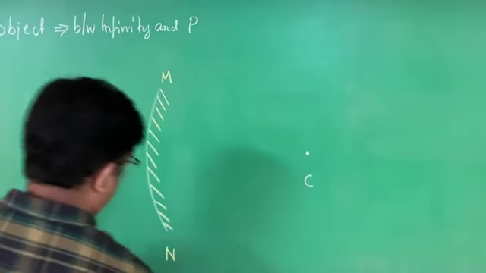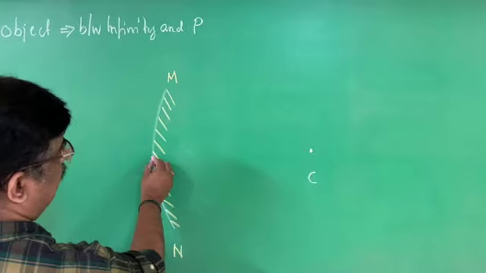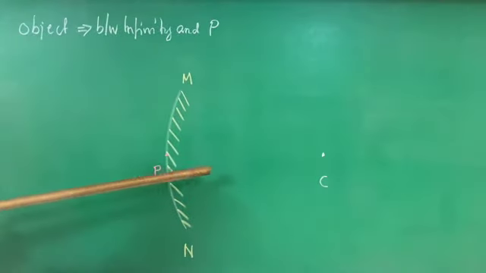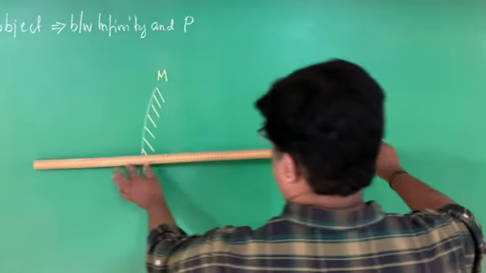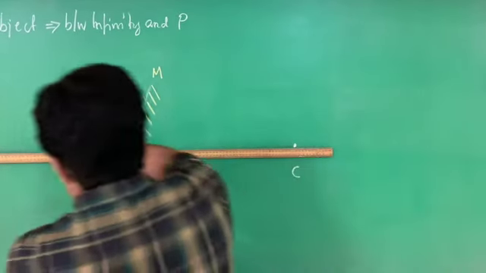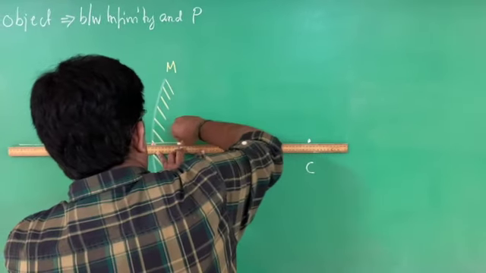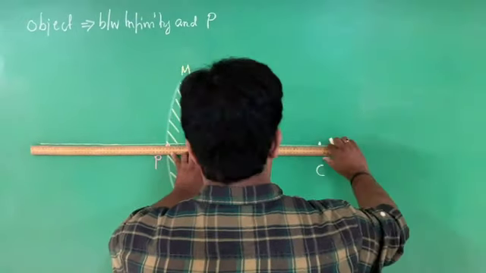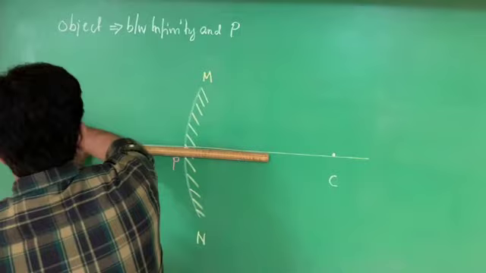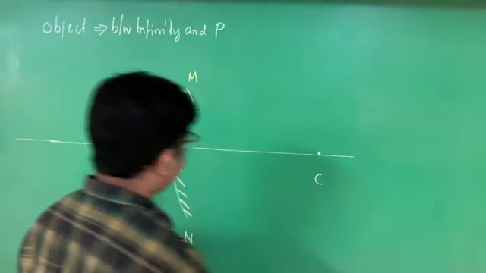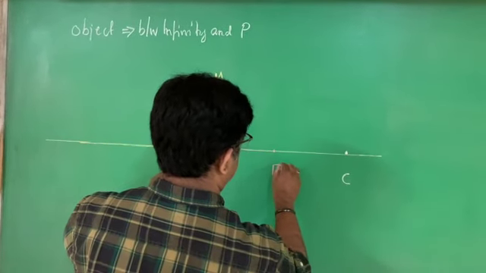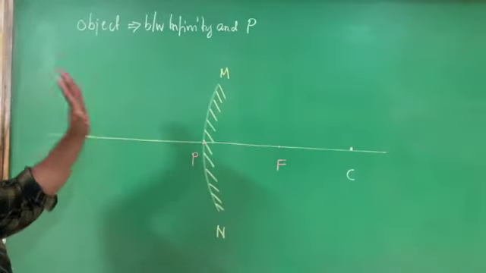And we have what is known as the center of the aperture, that is called the pole of the mirror, P. If a straight line passes through both C and P, it is called the principal axis. Now this is the principal axis. Principal axis is a straight line which passes through both C and P. Right? And midpoint of PC is the principal focus. This is the basic.